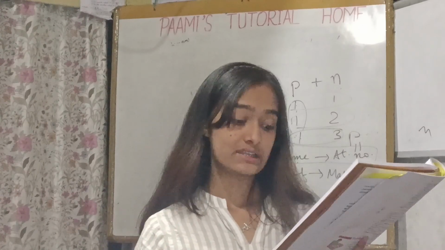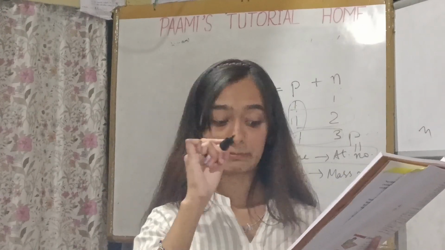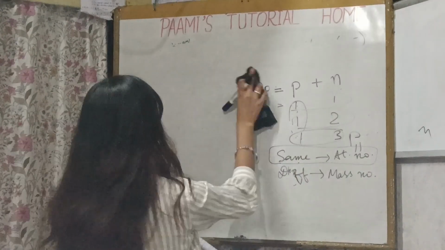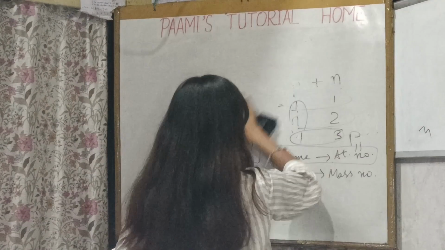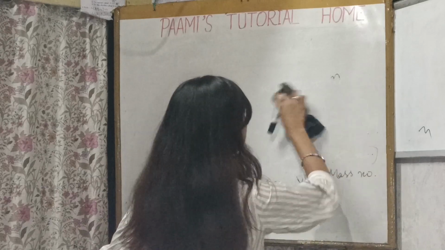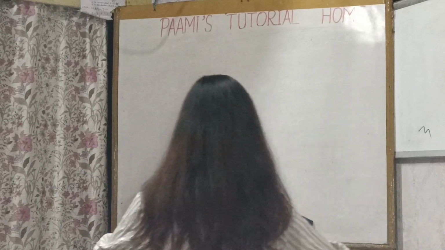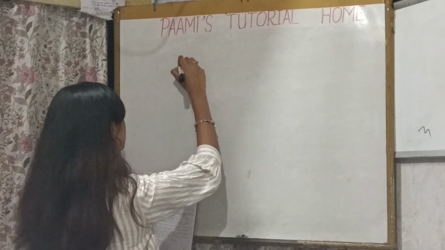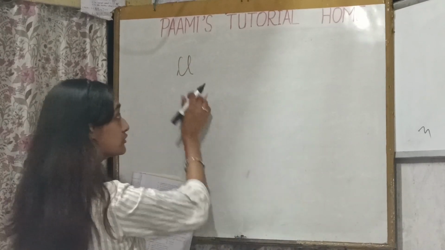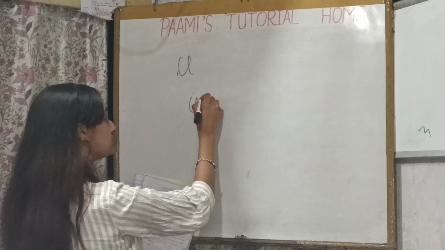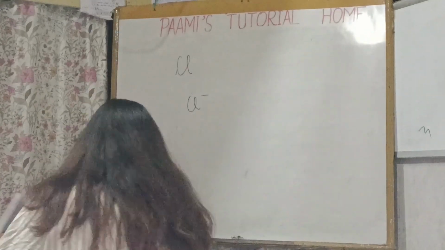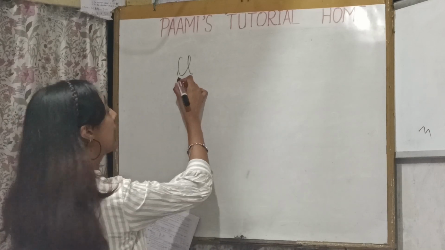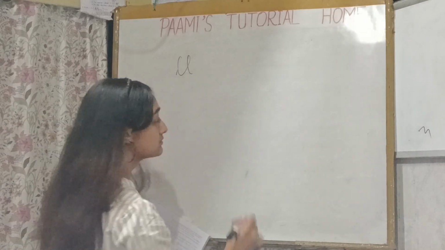Now, number of valence electrons in chlorine minus ion. Okay. What was valence electron? Valence electron was the electron in the last shell. So first let's just talk about chlorine and not chlorine minus. Chlorine, Cl and Cl minus are two different things. Okay. So let's just talk about Cl first. The atomic number for Cl is 17.